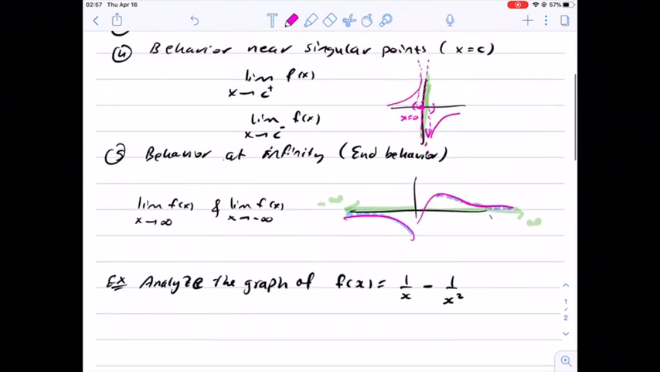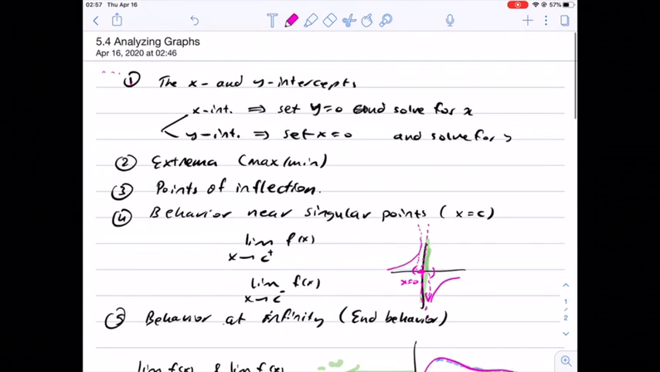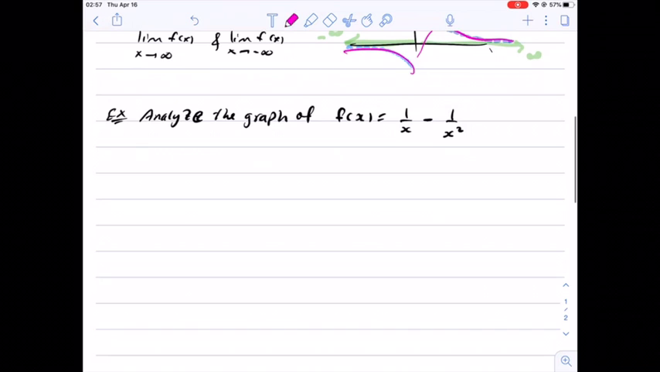Now, in order to do so, it's a good idea to find the domain first. We can write it here, the domain first. So it's a good idea to find the domain of the function at the beginning of the solution, or of finding the graph or graphing the function.